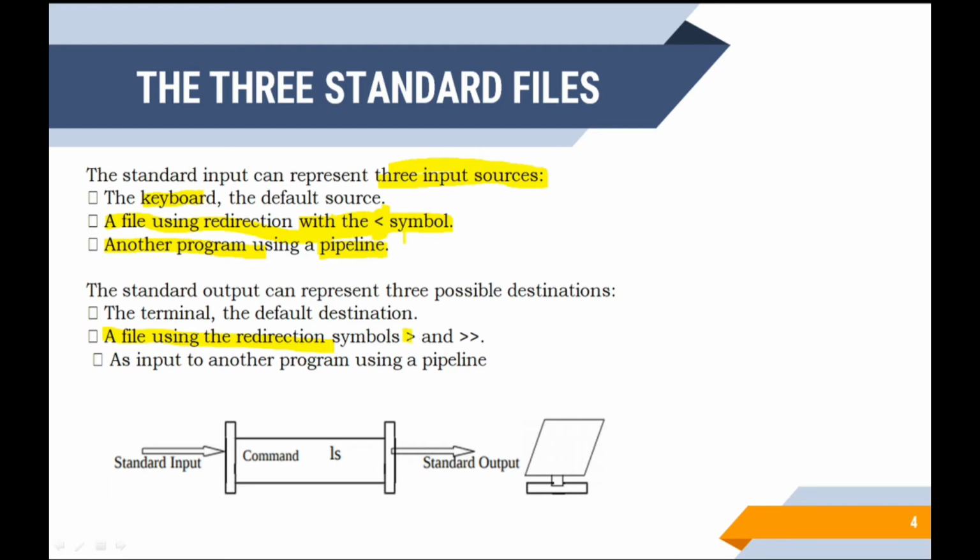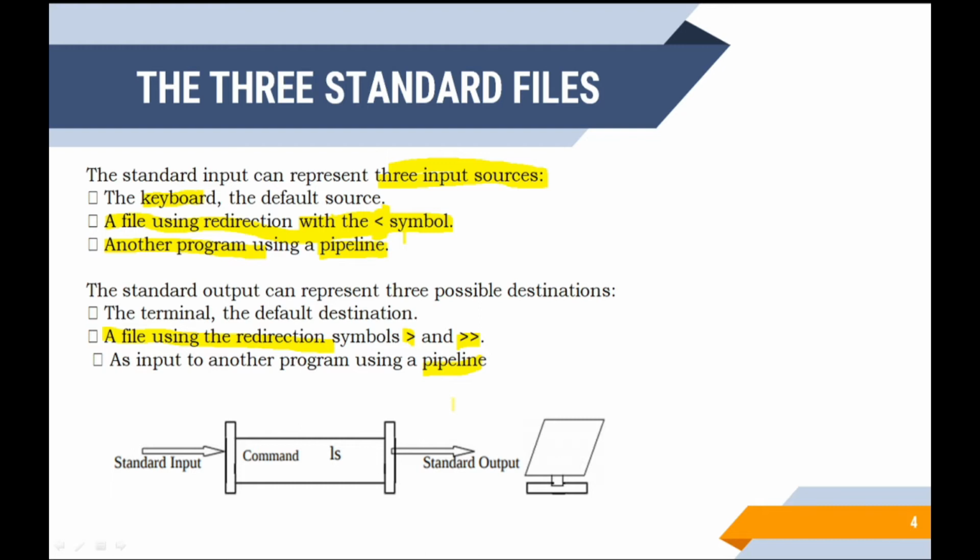In that case you have to use this greater than symbol or the double symbol. So this is called the insertion symbol. Then, as input to another program using the pipeline, the output of one command will be input to another program. So the output of one command is my standard output, which I am redirecting to another file, program or command. So that is the third case.